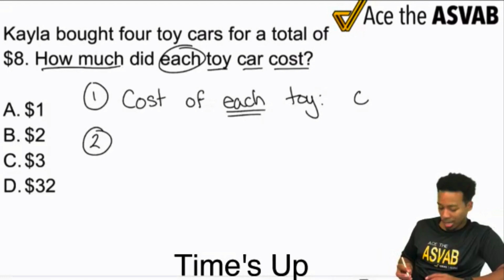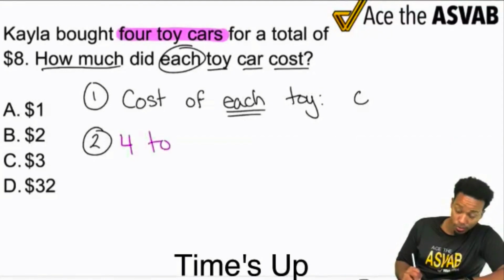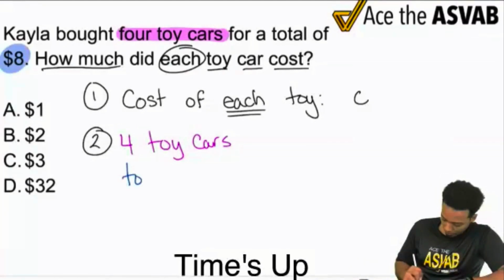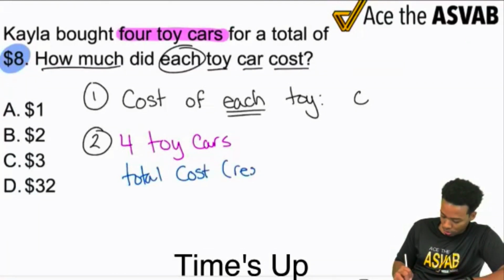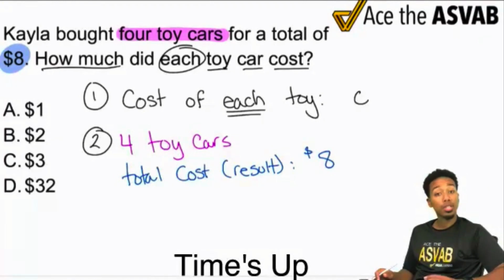Now, what information are we given? Well, I'm seeing over here we got 4 toy cars, right here, 4 toy cars. And then it says the total cost, the results, $8. So everybody, the word each, what operation does it always indicate?